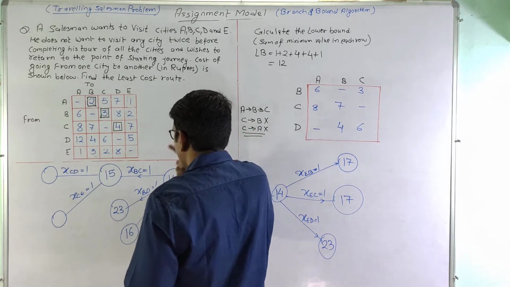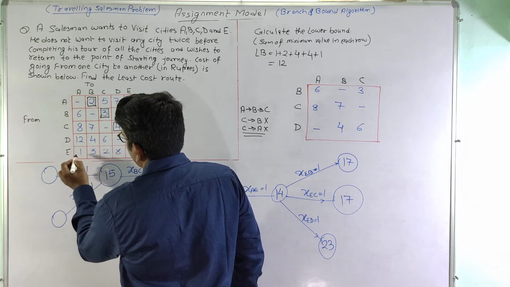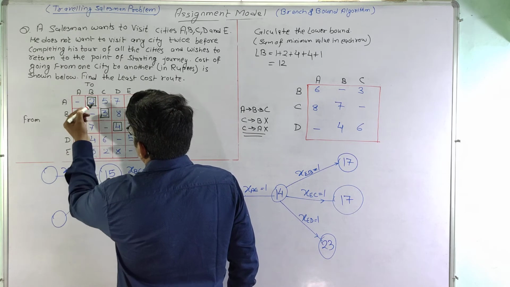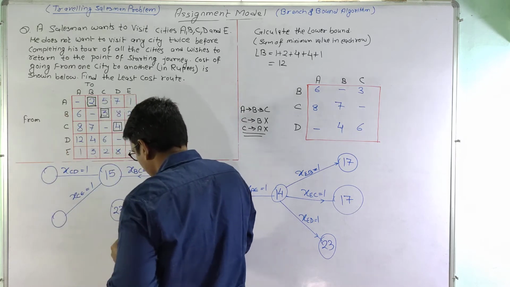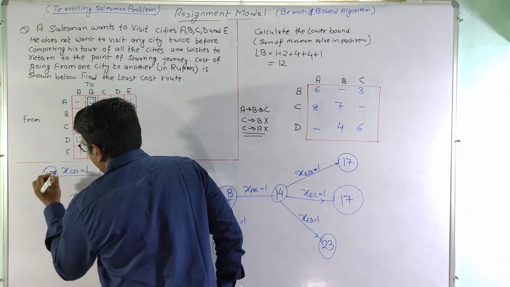Okay, so we can see that the lower bound is 5 plus 1, 6. Okay, 6 plus 4, 10, 10 plus 5, 15. So here the value coming of lower bound is 15.